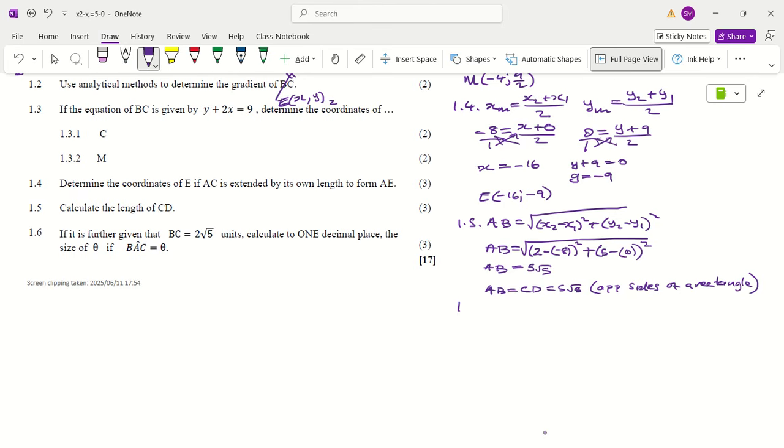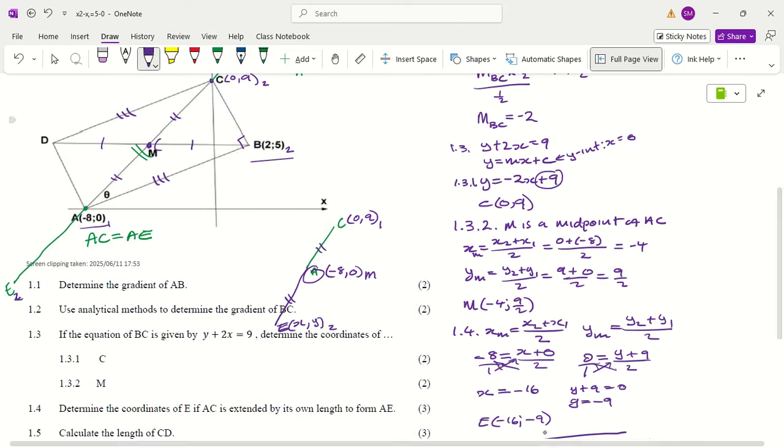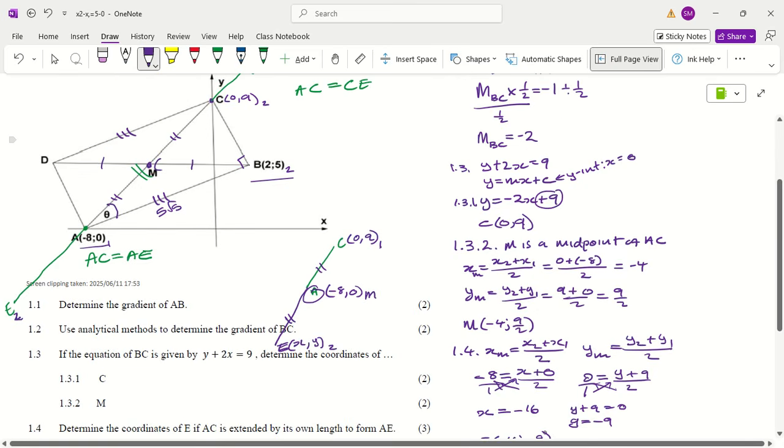1.6 says that if it is further given that BC is 2 root 5 units, calculate, to 1 decimal place, the value of theta if theta is angle BAC. So let's look at BAC. From B to A to C is theta, and we know that AB is 5 root 5, and they are saying that BC is 2 root 5. So here's 2 root 5.